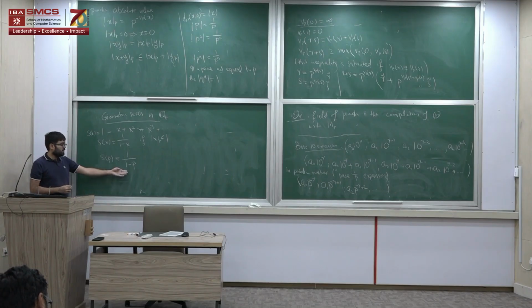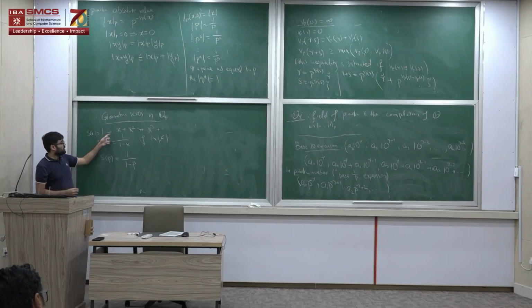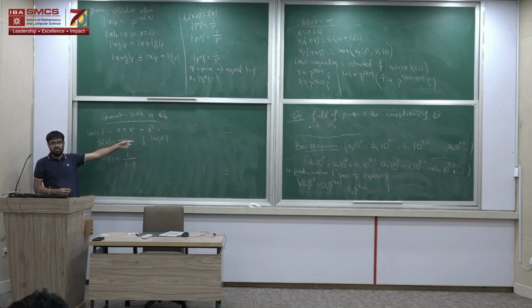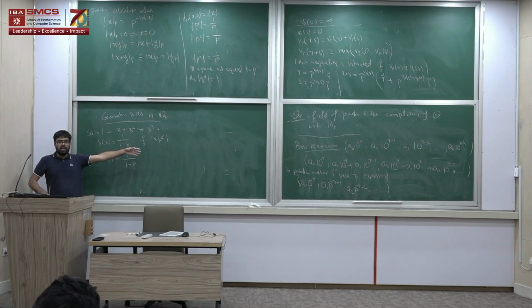So if p is greater than 1, this is a negative number, right? But here, 1 plus p squared, they are all positive. So this is another way of saying that this p-adic absolute value does not play too well with the ordering. We are used to a relation between ordering and distance. Here this does not work, right?